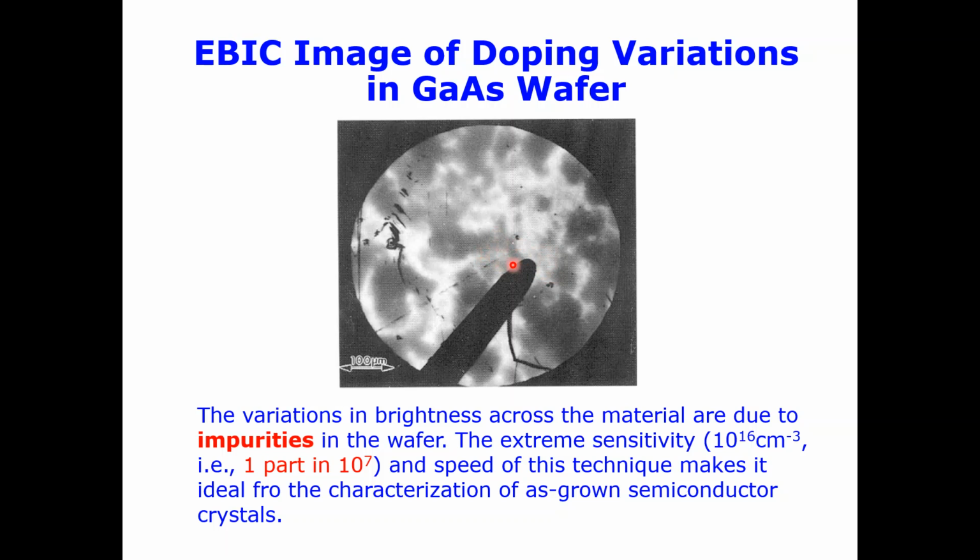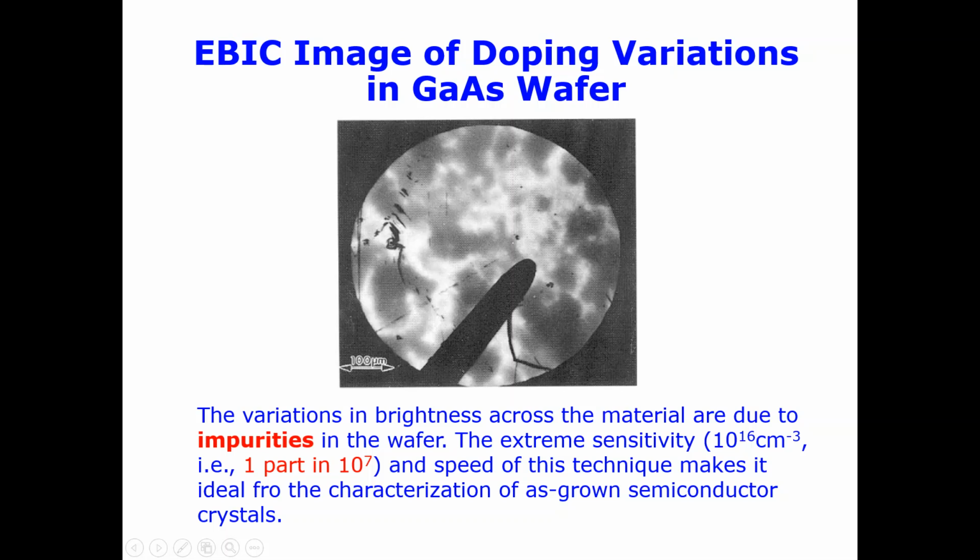The extreme sensitivity corresponds to 10 raised to power 16 per cubic centimeter, or 1 part in 10 raised to power 7. So the extreme sensitivity and speed of this technique make it ideal for characterization of as-grown semiconductor crystals. What does it mean? It means that EBIC is one of the best techniques to find out about the impurities in a semiconductor material, especially in the case where you are trying to dope one kind of material into another kind of material.